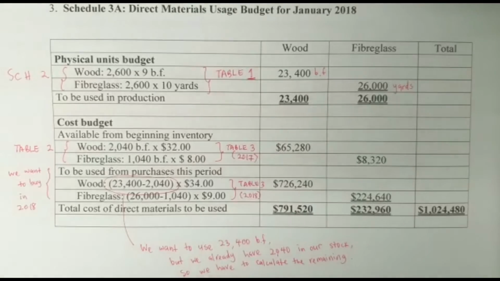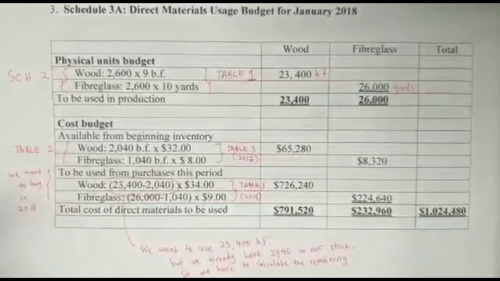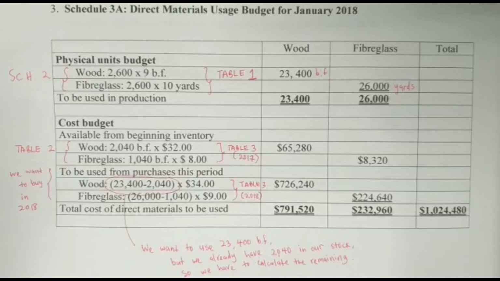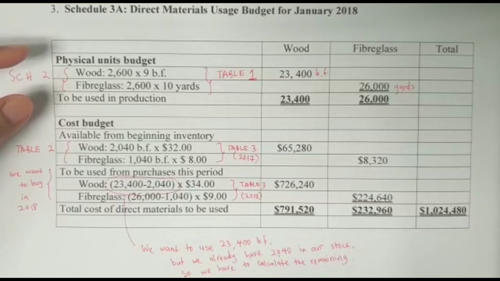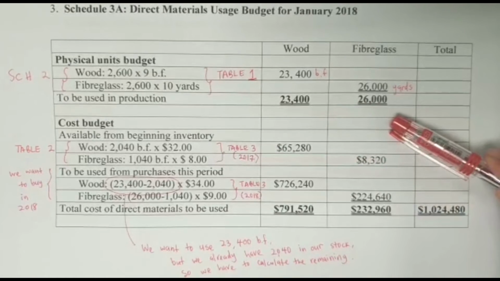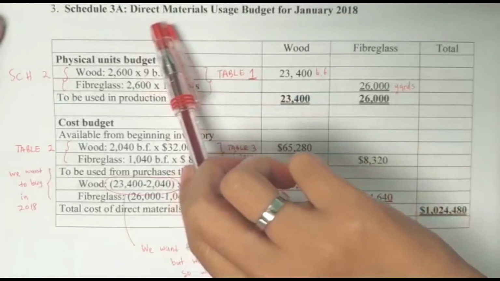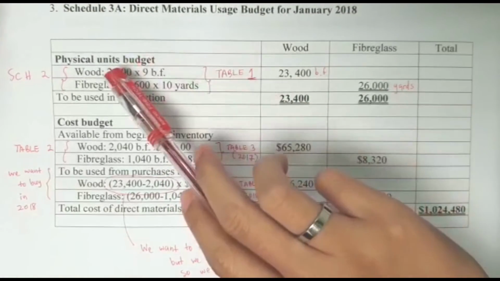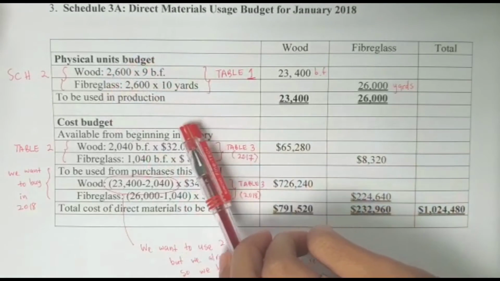This is the amount that the company has to produce. Okay, this is Schedule 3A, which is related to the direct materials usage budget for January 2018. In the very first part of Schedule 3A, we have to prepare the physical units budget. We want to know the quantity of wood and fiberglass that we want to use in our production. The direct materials used are wood and fiberglass, so we have to calculate for both of them.